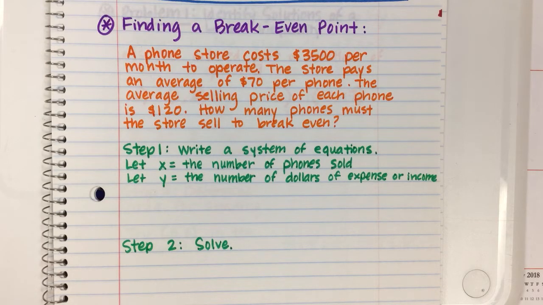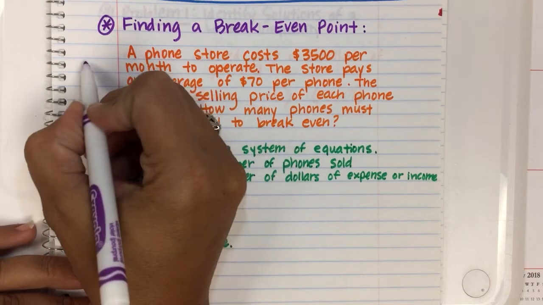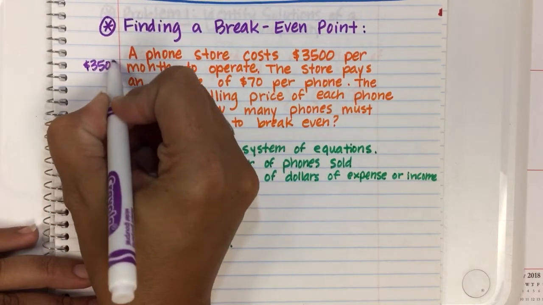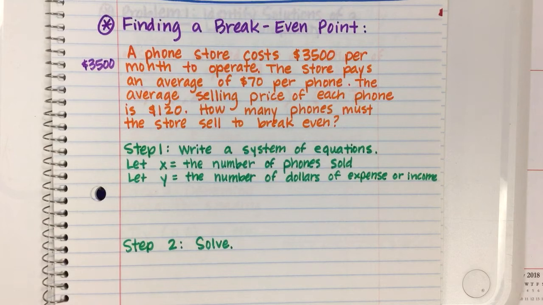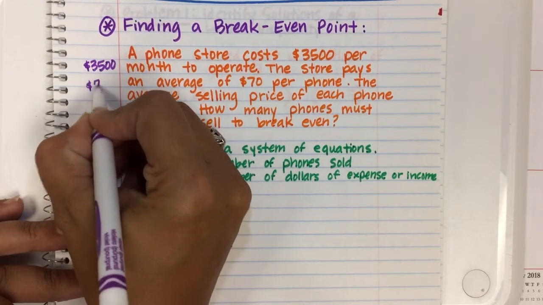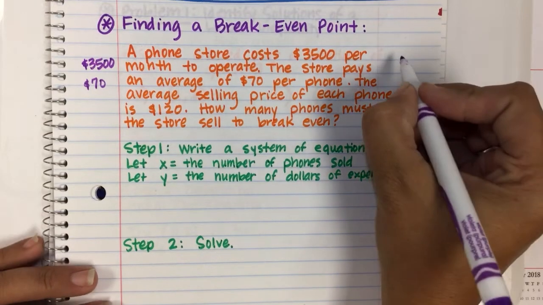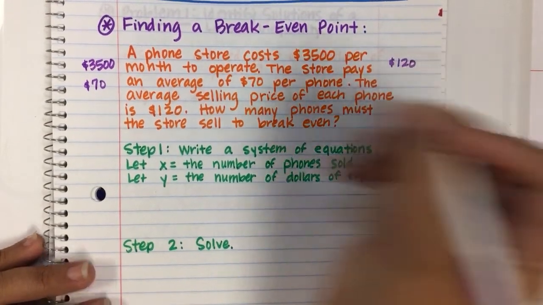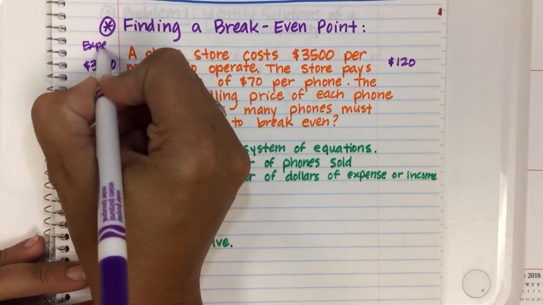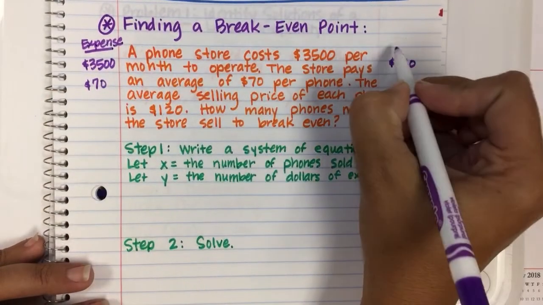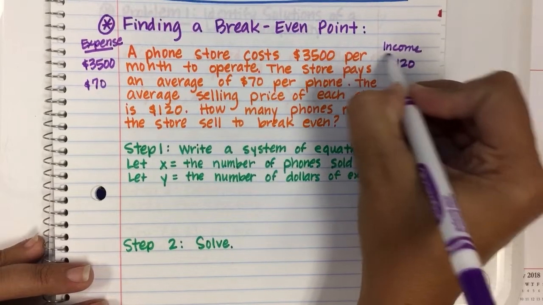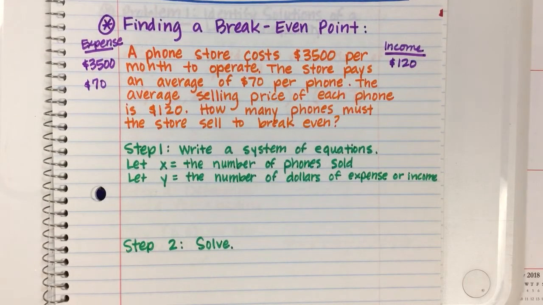So we know that it costs this store $3,500 a month just to run it. And then each phone that the store buys to sell costs them $70. And then you make money at this phone store by selling phones. And you sell these phones for $120. So these things are your expenses. And this is your income: $120 for every phone you sell.